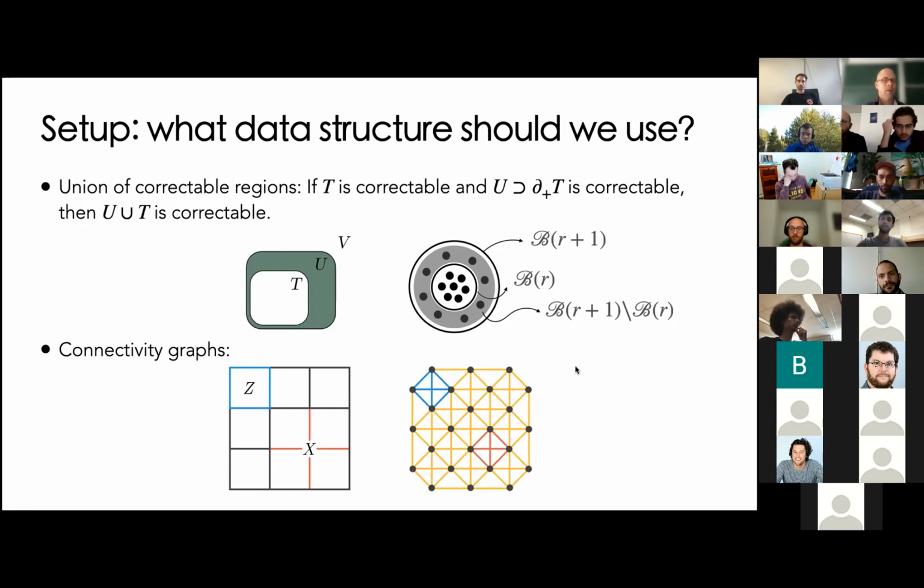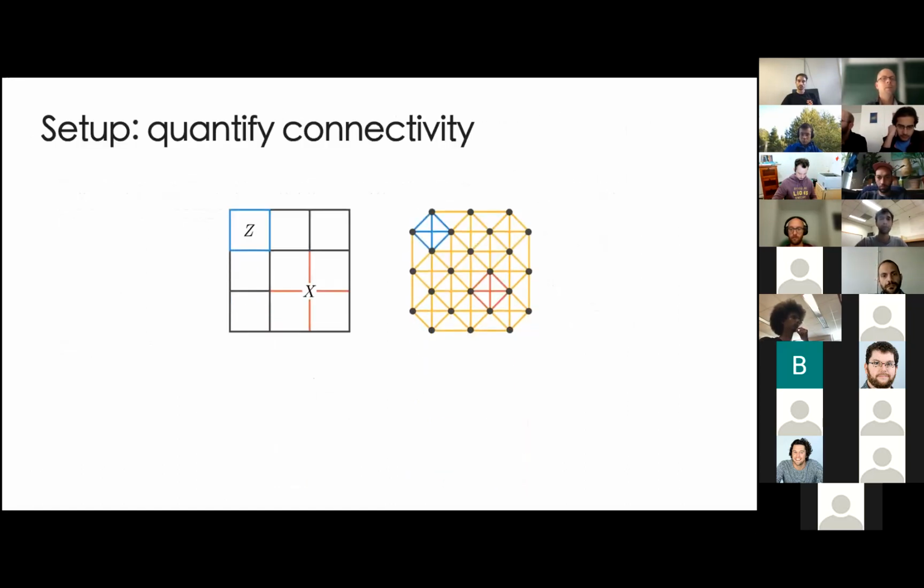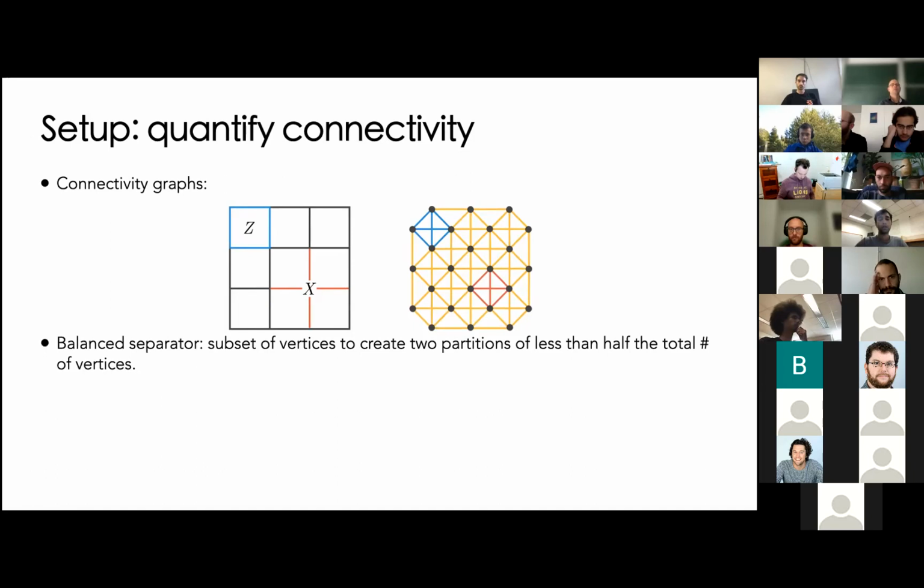Okay, so this is the object that we're going to be using to capture the connectivity of our general LDPC code. Now, how do I understand this? Previously we said that at the heart of this result is this idea of bubbling out regions such that the union remains correctable. To that end, we'd like to understand how to quantify the connectivity of this graph, and the way that we're going to do so is to use something called a balanced separator.